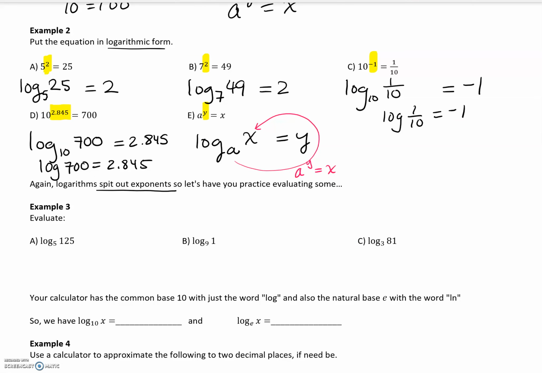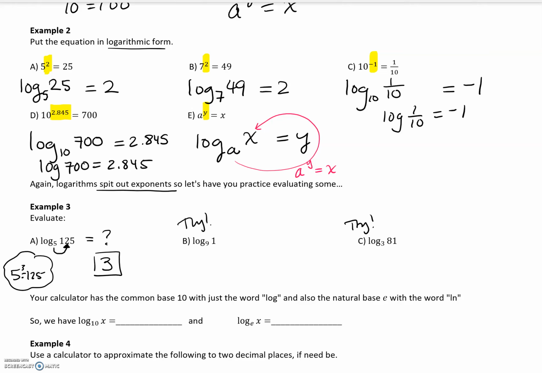Example 3 says log base 5 of 125. So you're thinking, all right, this guy is going to spit out an exponent. What exponent will it spit out? Well, I'm at 5 and I'm trying to get to 125. So the exponent I need must be 3, since 5 to the third gives me 125. That's what you're thinking in your head. Part B and C, pause the video, try them on your own.